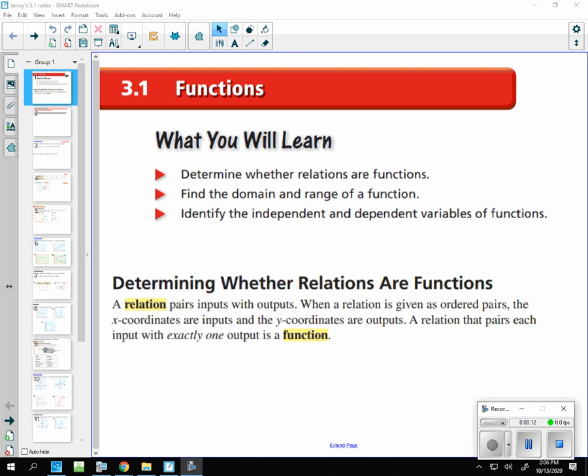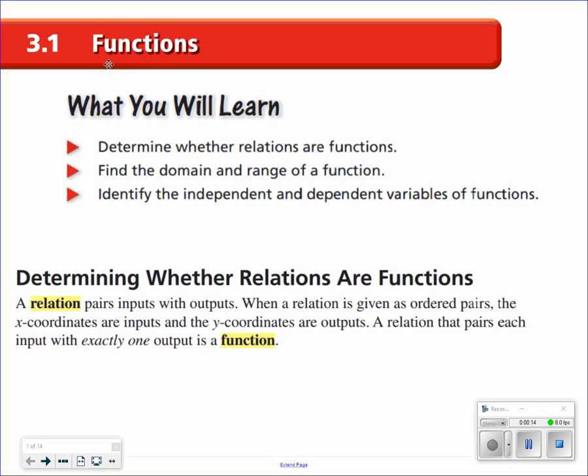So here we go. Algebra 1, Section 3.1. Today we're going to talk about function and a relation pair inputs and outputs. When a relation is given as an ordered pair, the x-coordinates are the input, the y-coordinates are the output. So again, we talk about a little bit of an xy chart.